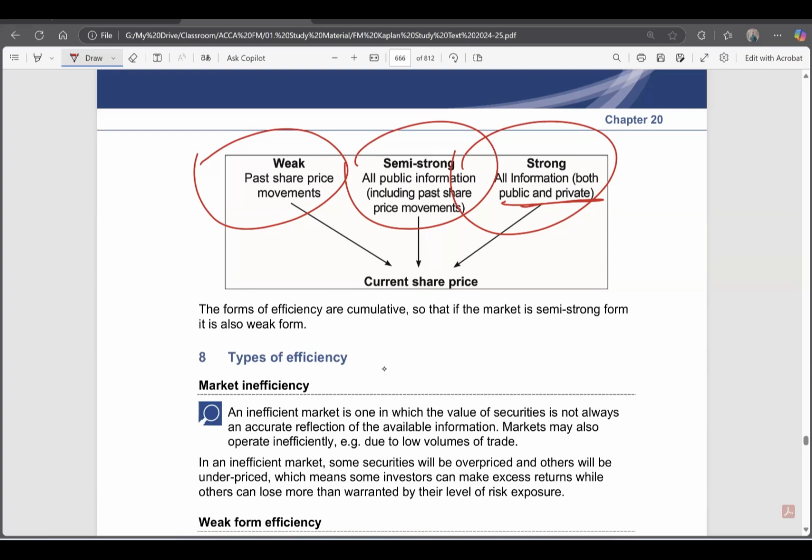Okay, so in the next session, we will discuss what the implications of these markets will be, and what the directors should do if they are in a weak form efficient stock market, a semi-strong form efficient market, or a strong form efficient market. So this is just a theoretical portion, but it's always tested, 3 marks, 4 marks in the exams.